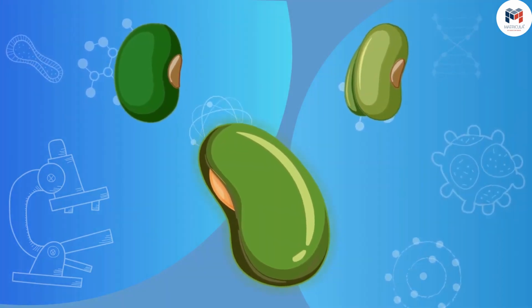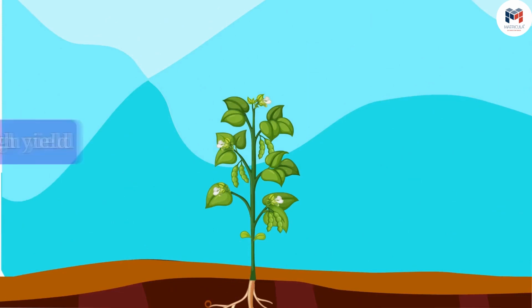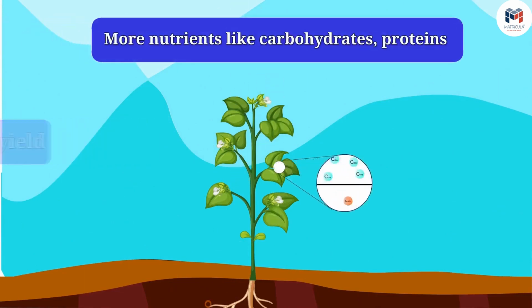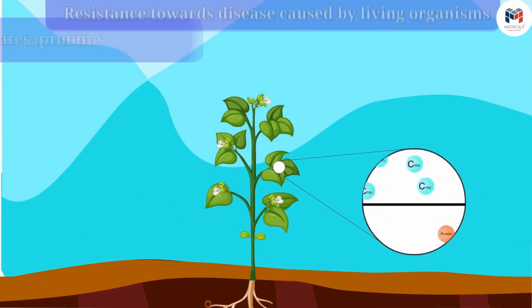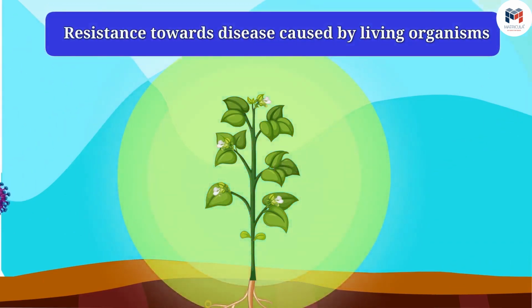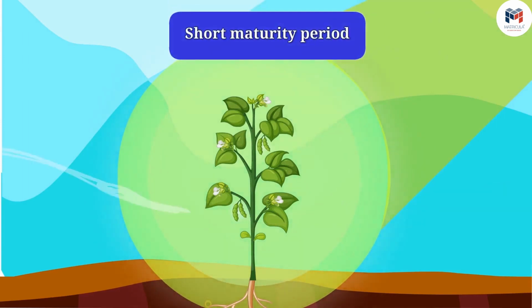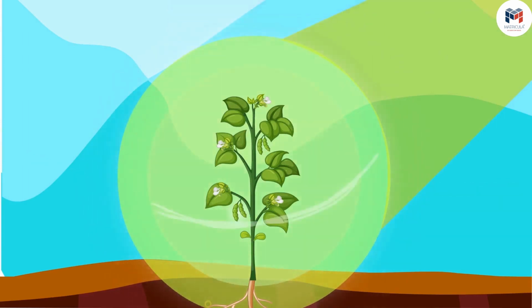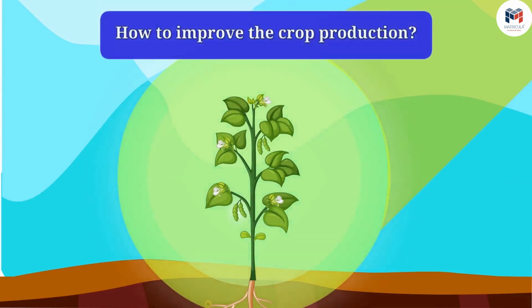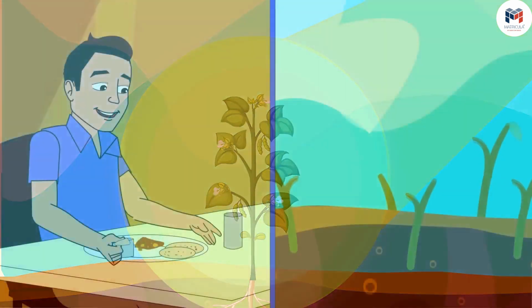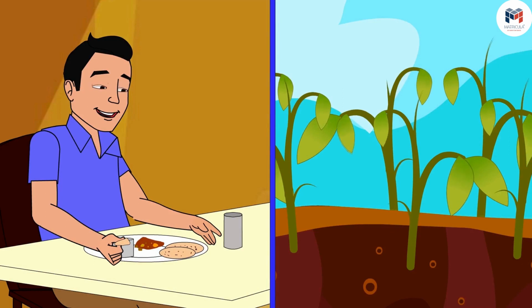Can you tell me? Properties such as high yield, having more nutrients like carbohydrates, proteins, resistance towards disease caused by living organisms, resistance towards disease caused by non-living factors like heat, cold, drought, and short maturity period. All these qualities should be in a good seed. So friends, you have learned how to improve the variety of crop, and now we will know how to improve the crop production. We all know that we need food for our growth.